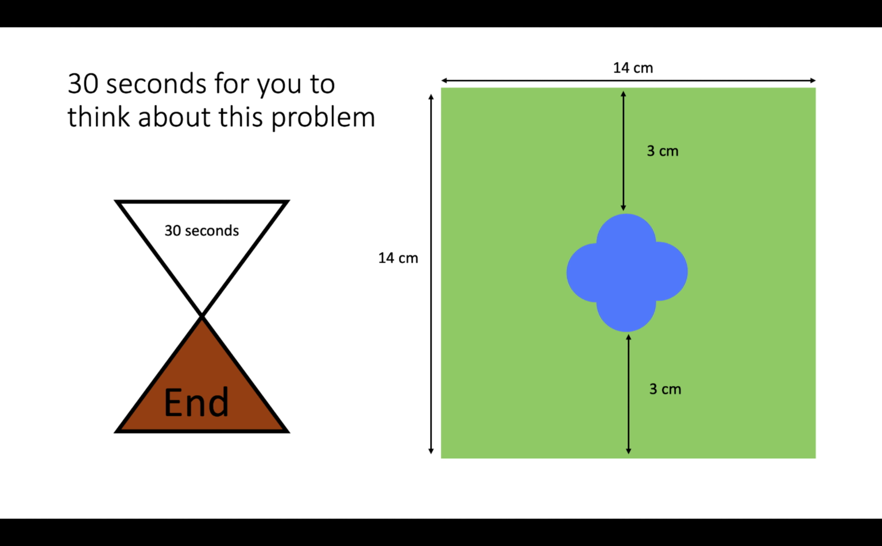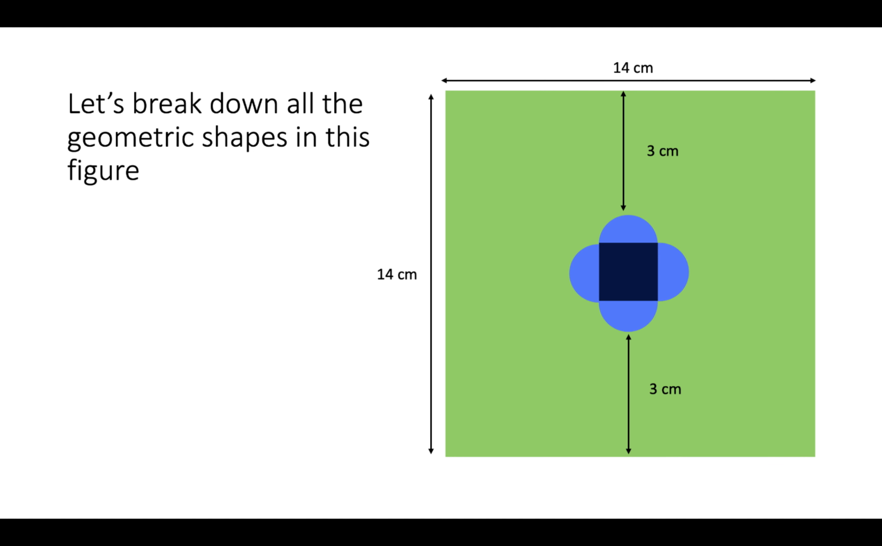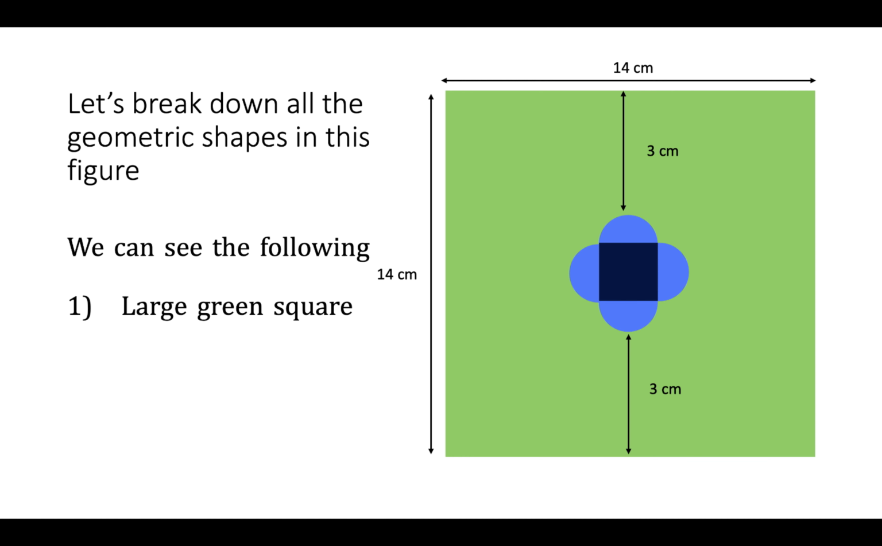Time's up, guys. Okay, so how do we solve this problem? Solving such problems is not very difficult. What you have to do is basically break this entire shape into different geometric shapes. So if we look at this right now, we can see that there is a large square, a large green square. We can also see that there are four semicircles.